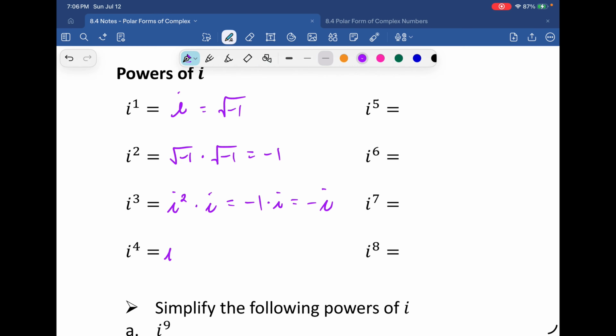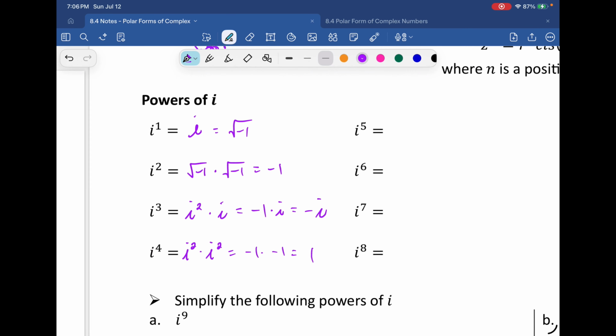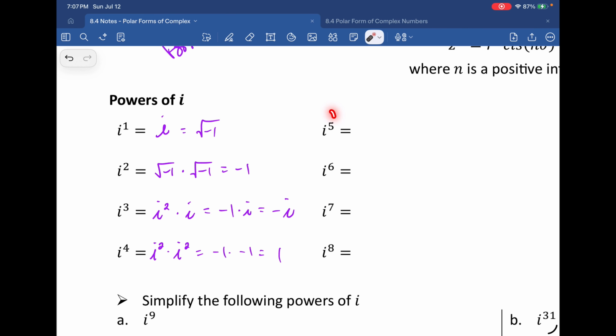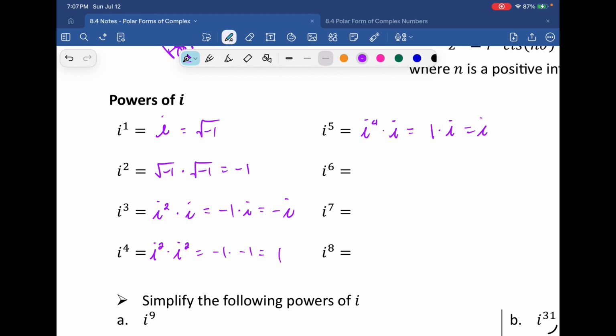I to the 4th is an i squared times another i squared, because when you multiply by the same base, you add the exponent, so it's i to the 4th. So this is -1 times -1, which is +1. And then the pattern repeats. So within this i to the 5th, I have 1 i to the 4th, and I have an extra i. Okay, so that's 1 times i, so i. And i to the 6th, I have 1 i to the 4th, but then I have a leftover i squared. So that's 1 times -1, which is -1.